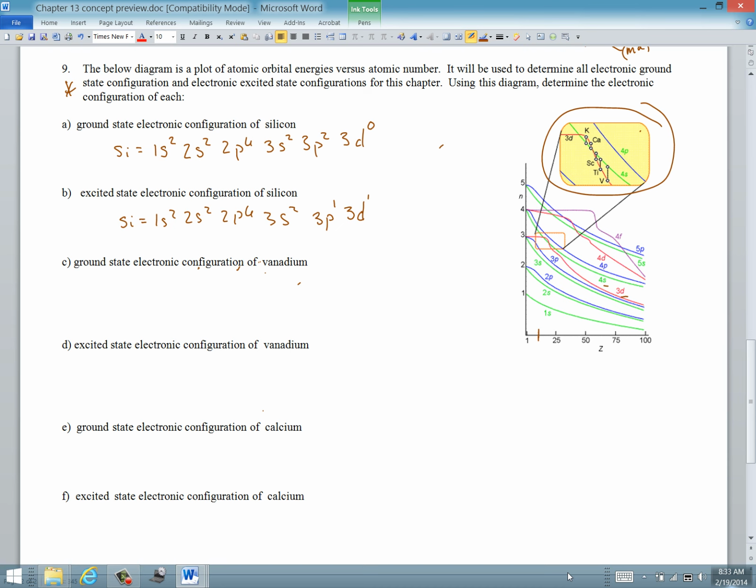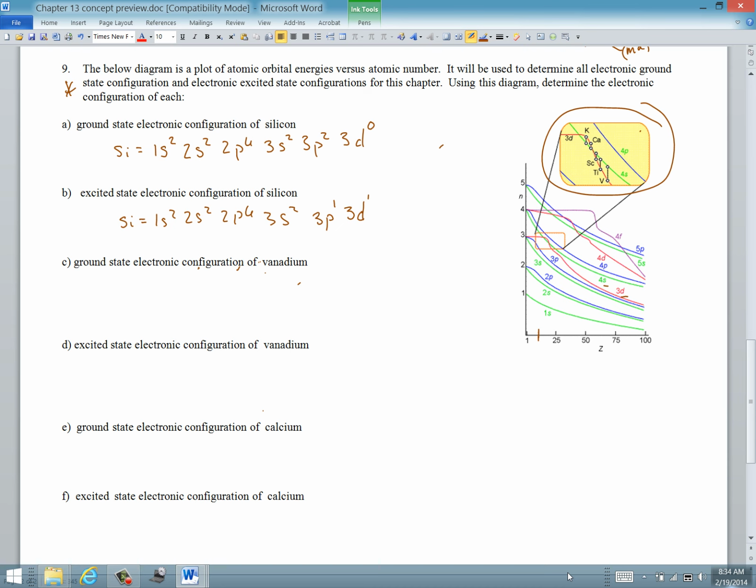The purpose of the concept preview is to review math or physics concepts that I don't want to be hurdles to the homework. That's the only purpose of this. So there are no hurdles on it. 3d6, that's just 3d5. How many for excited states? Because it can't be 3d3.